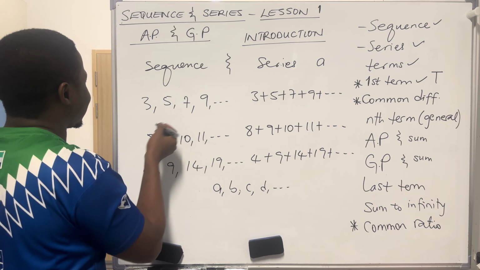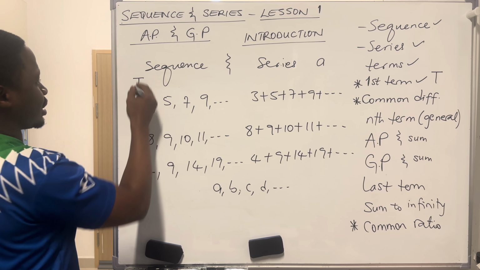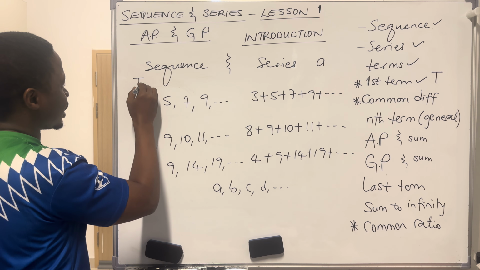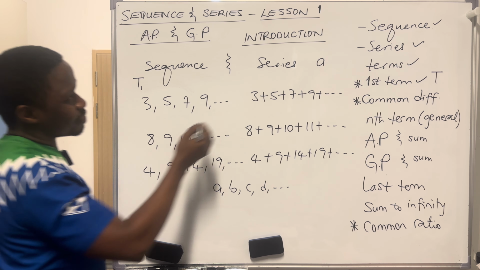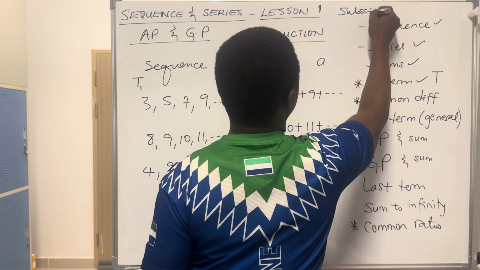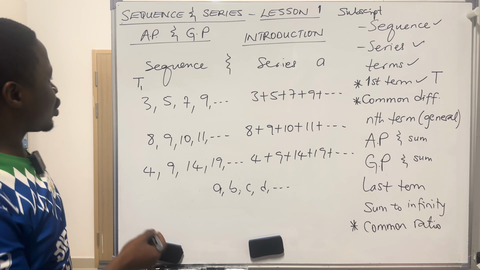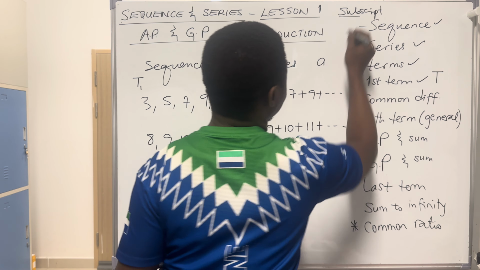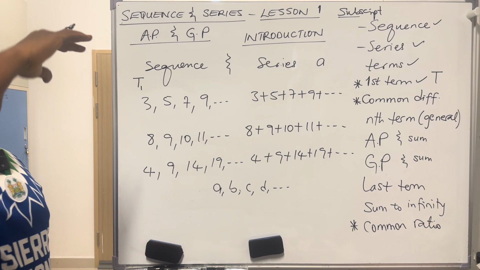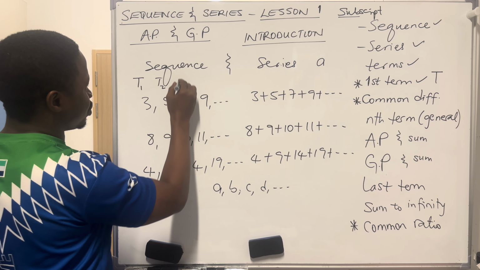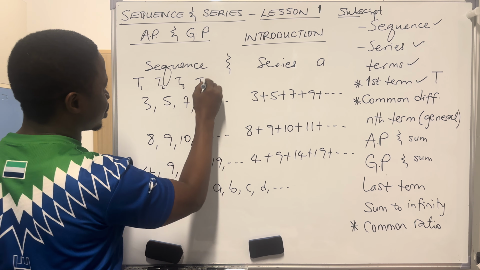The general symbol for term is T. Saying this is the first term, we say T subscript 1. Normally we just say T sub 1. We have subscript, we have superscript. So T sub 1, this is T sub 2, T sub 3, T sub 4.